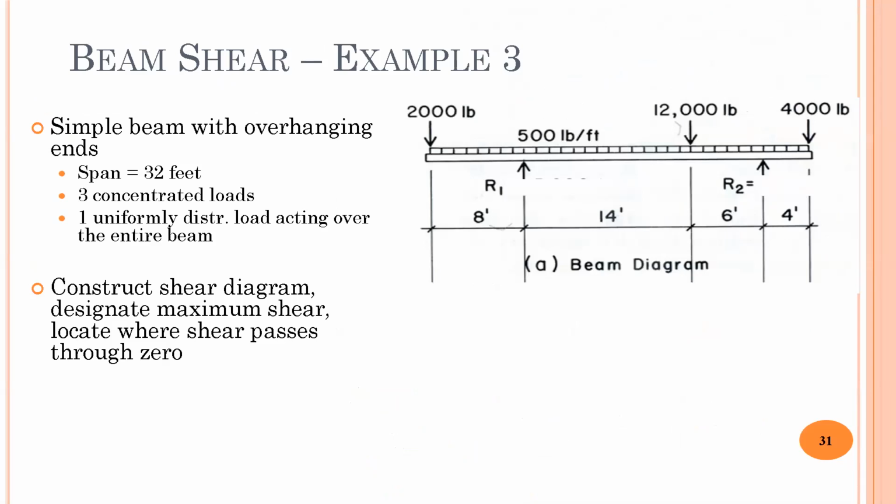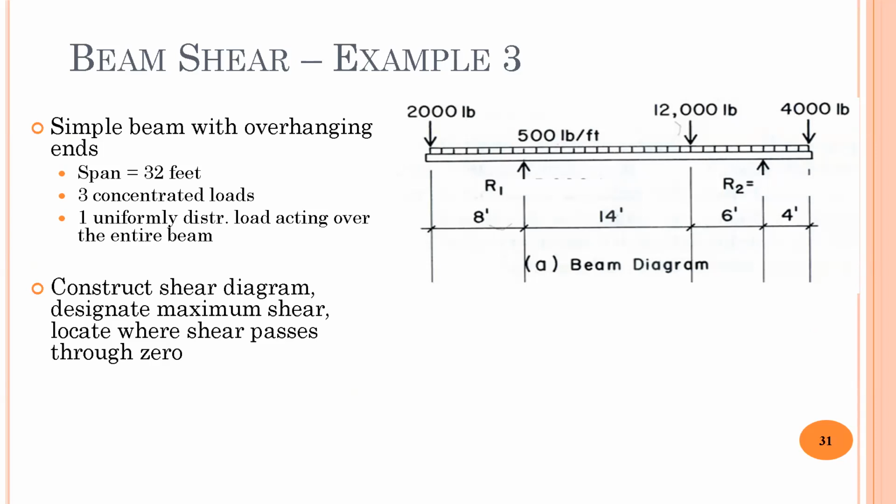All right, suppose you get something like that now, guys. Everybody remember this now? What do we really have here? We have a UDL running right across the span of the beam, and the span of the beam is 32 feet. 3 concentrated loads and 1 uniformly distributed load. It says construct the shear force diagram, designate maximum shear, and locate where the shear passes through zero. It's a mouthful.